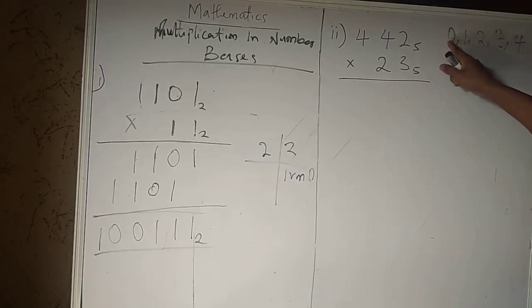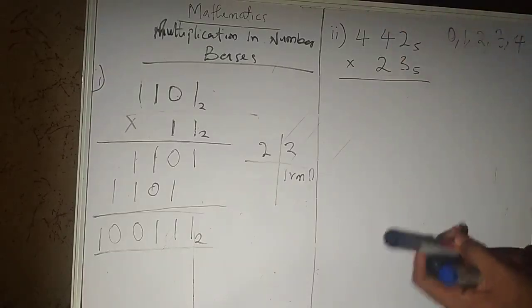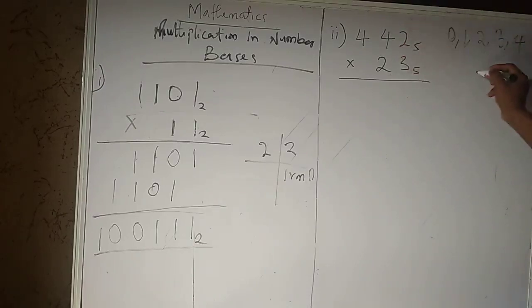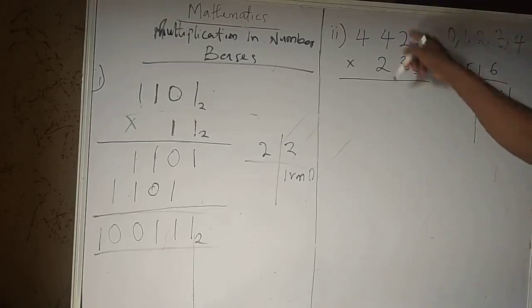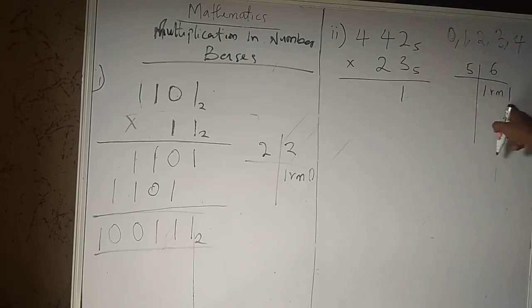Look at the number of digits here: 1, 2, 3, 4, 5. So that's complete. 3 times 2 is 6. We don't want 6, so we have to convert 6 to base 5. How do we do that? We do this: 6 divided by 5 gives 1, remainder 1. So 3 times 2 now gives us 1, and the remainder 1 is what we write.